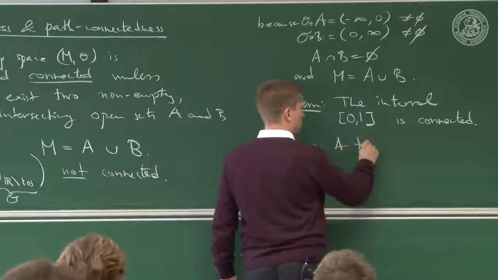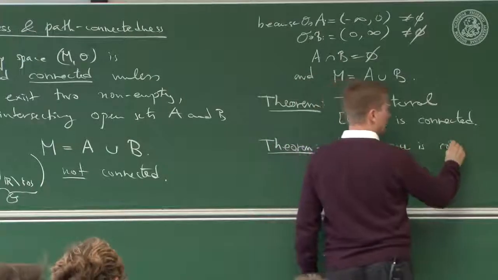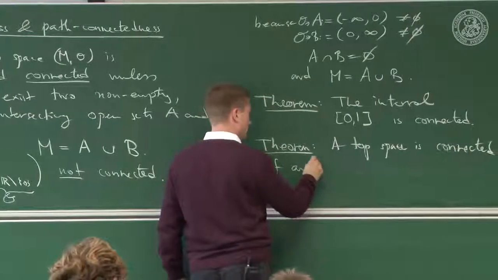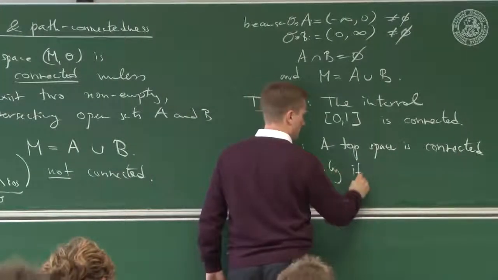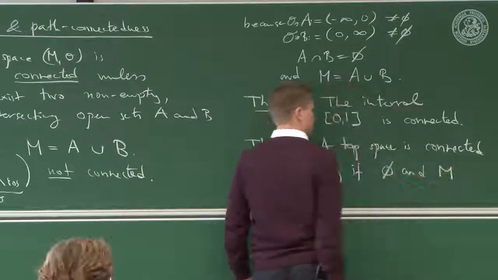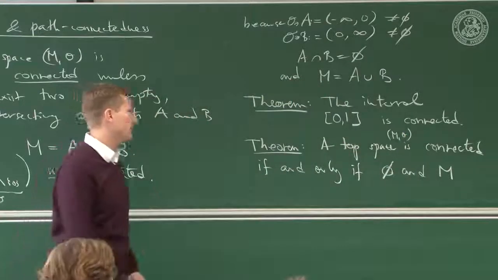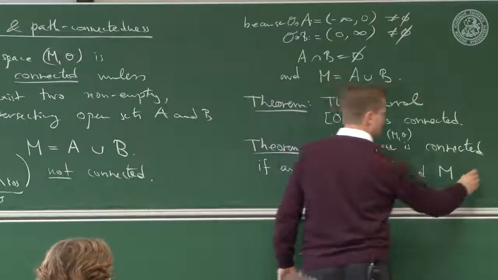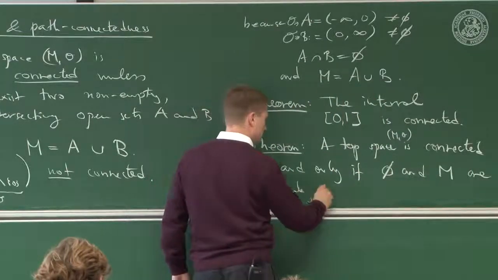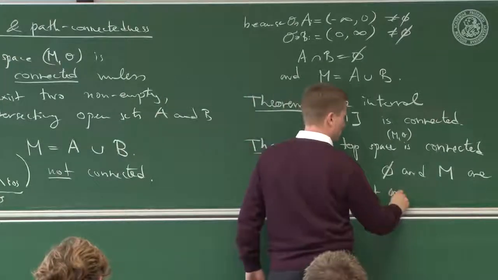A topological space is connected if and only if the empty set and the entire set, so I should say a topological space M, O, is connected if and only if the empty set and the entire set are the only subsets that are both open and closed.